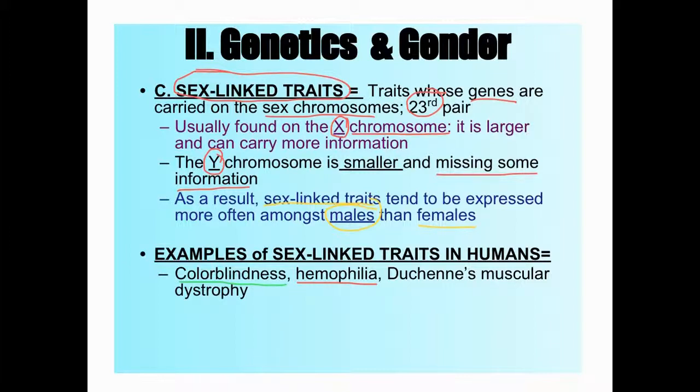And then there's Duchenne's muscular dystrophy. That is like a wasting away or a weakening of all your muscles. It's going to be these two that we're going to talk about most. We're not going to really talk about muscular dystrophy.